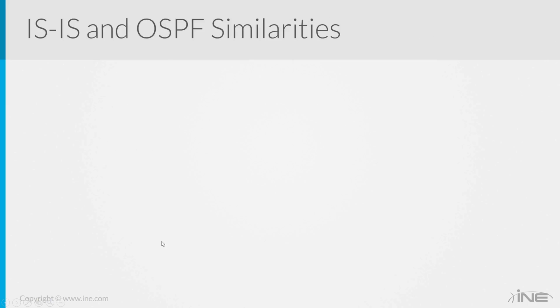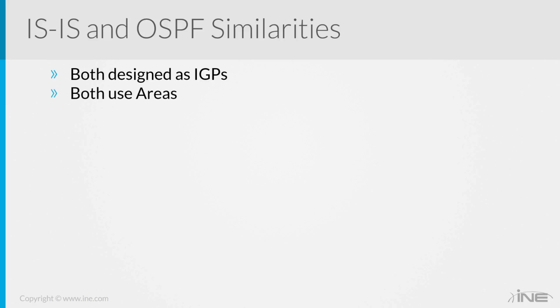So now we're going to take a look at some IS-IS and OSPF similarities, because of course OSPF and IS-IS are very similar. To help correlate IS-IS, I figured it'd be a good idea to throw some similarities out there. Both are designed as IGPs, interior gateway protocols, so they route your internal network, and quite effectively, might I add. Both use areas, but in different ways.